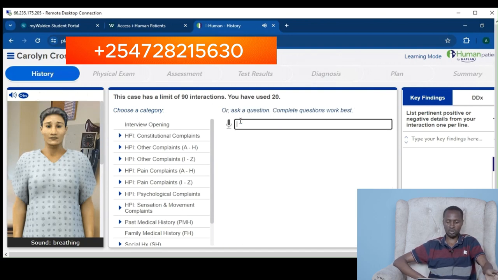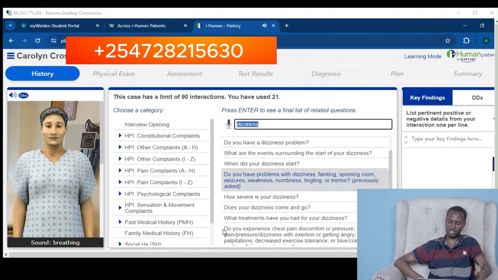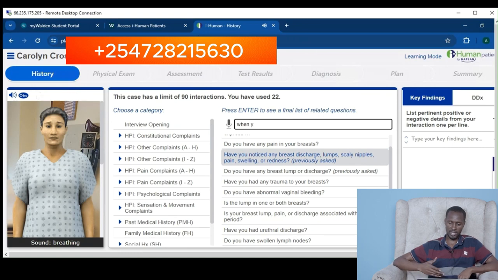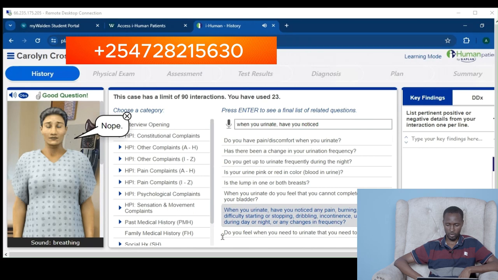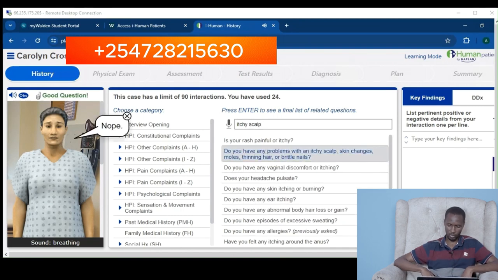Then there's also a question about urination, or how the patient urinates. It's also a very common question. There are questions about itchy scalp. It's also a very common question that you have to ask nearly all adult patients that you encounter in Human Cases. There are also questions about shortness of breath. That's another common question. Then there's a question about muscle or joint pain. It's also a common question.